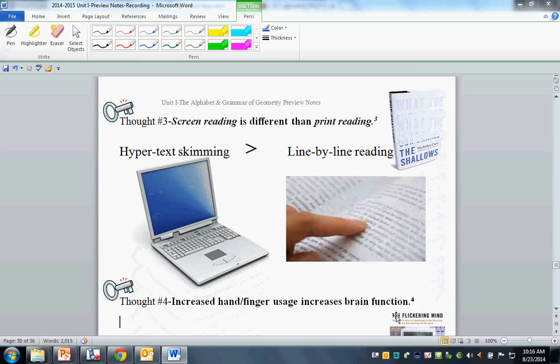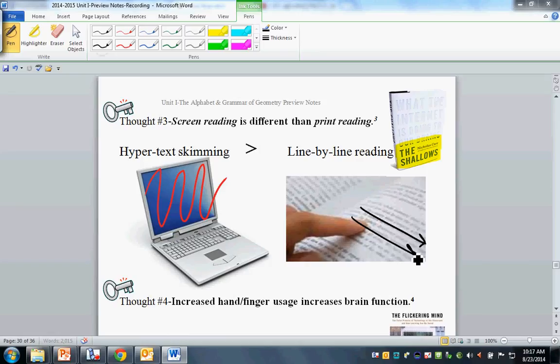Number three, screen reading is different than print reading. Very important you understand this. You're all going to look at the book called Into the Shallows, what the internet is doing to our brains. So when our eyeballs hit a screen, we tend to skim automatically. It's just the way our brains are wired, and there's something about digital technology.